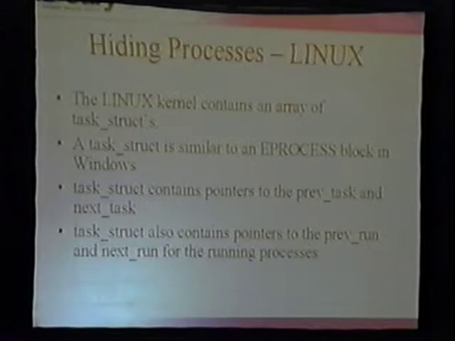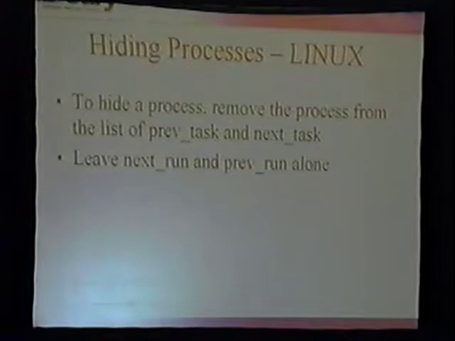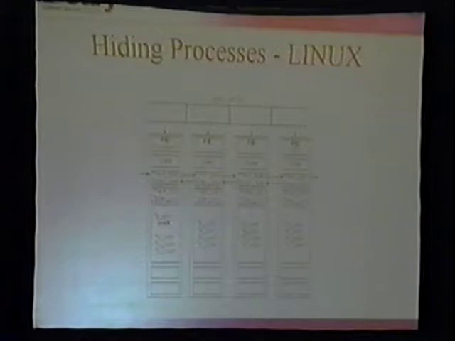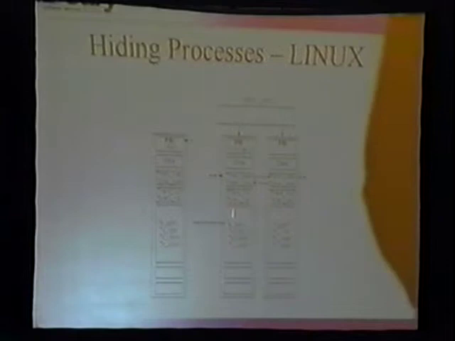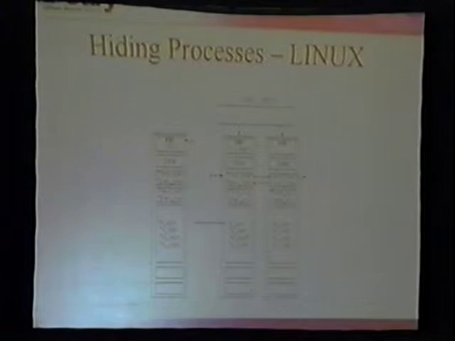So to hide a process, you go into its task struct and you modify the previous task and the next task to point around you. You just leave next run and previous run alone. Here's a representation of the list of task structs in memory. They're all linked together. Here the parent process, or the first process on the system, is the init process. It has an ID of 0, or PID of 0, and it has no parent. So its parent pointer in the task struct is null because it is the first process, or the first task.